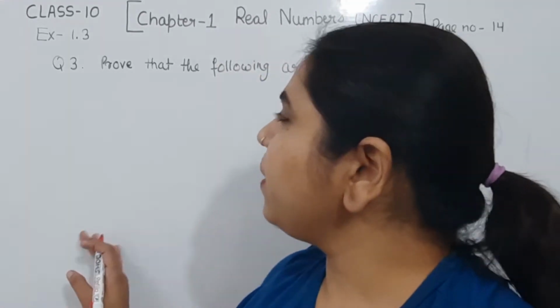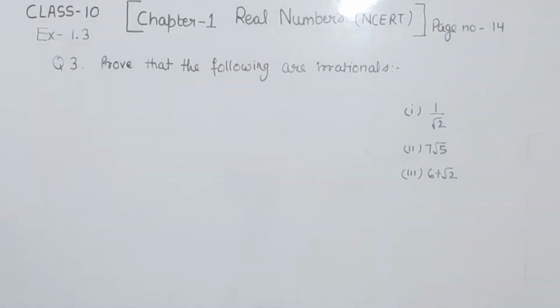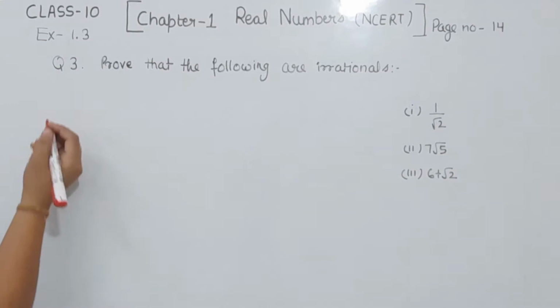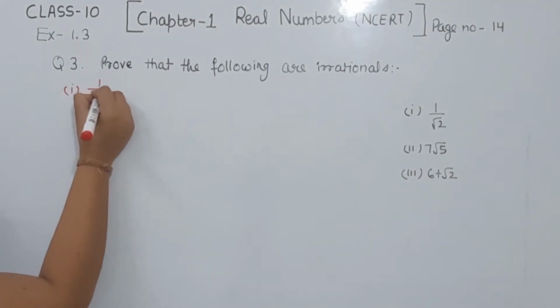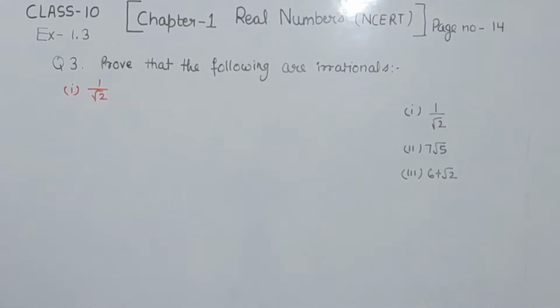Of exercise 1.3, page number 14, question number 3. We are given: prove that the following are irrational. There are three parts in the question. We are going to start with the first one, which is 1 by root 2. We have to prove that this is an irrational number.